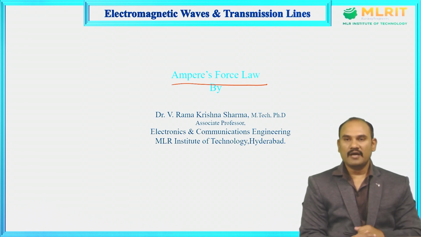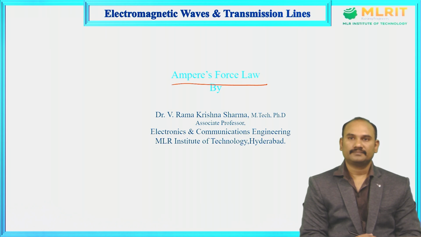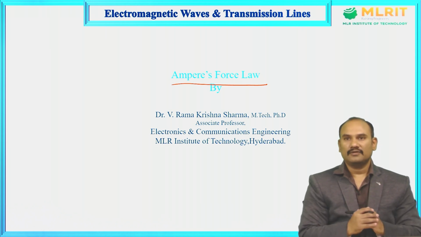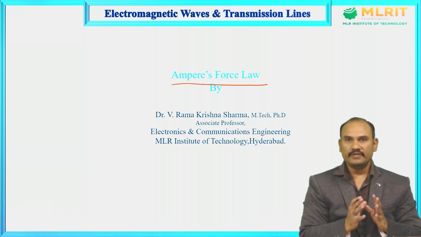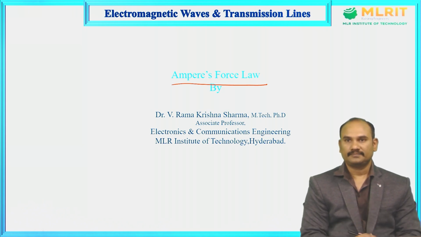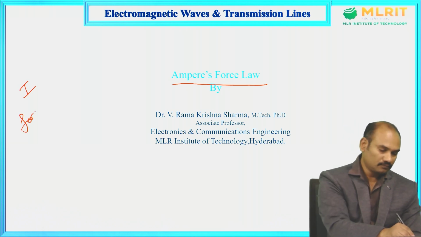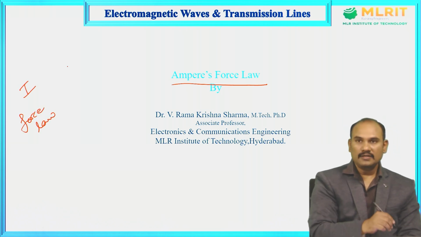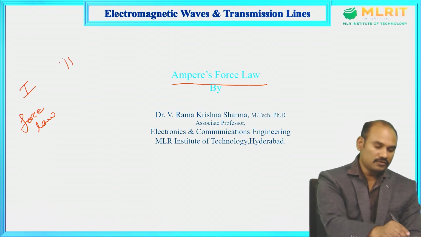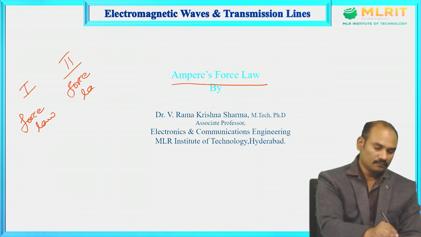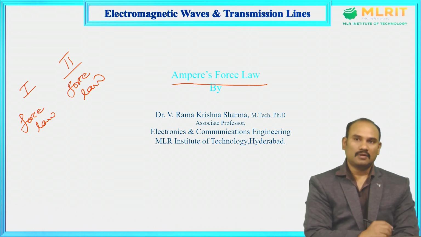In unit 1 we have seen Coulomb's law, which deals with electric forces existing between electric charges. Whereas in the second unit, we see Ampere's force law, which deals with magnetic forces existing between electric conductors. I just want to make out the clear difference. In unit 1, you have one force law. In this unit 2, you have another force law. Two force laws. Now, what is the difference?